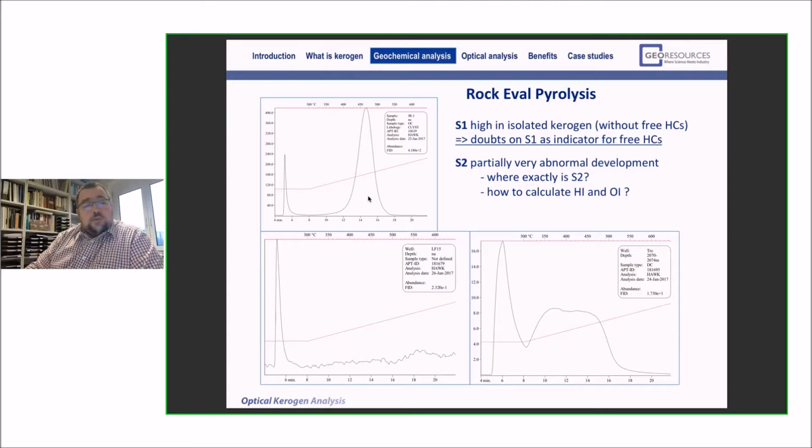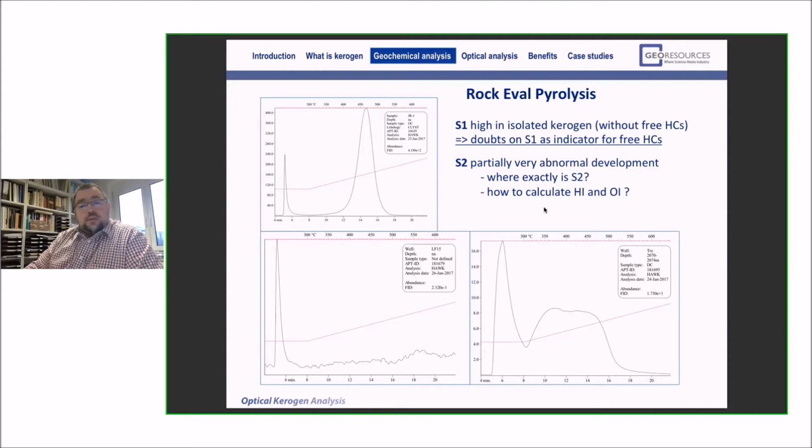But down here we have 2 other samples, which have a very abnormal pyrogram. So here we have a strong S1 peak, but we have almost no S2 peak. So where's our S2? Somewhere here. Here we again have a strong S1 peak and this bulge. So again, where exactly will we take the S2?